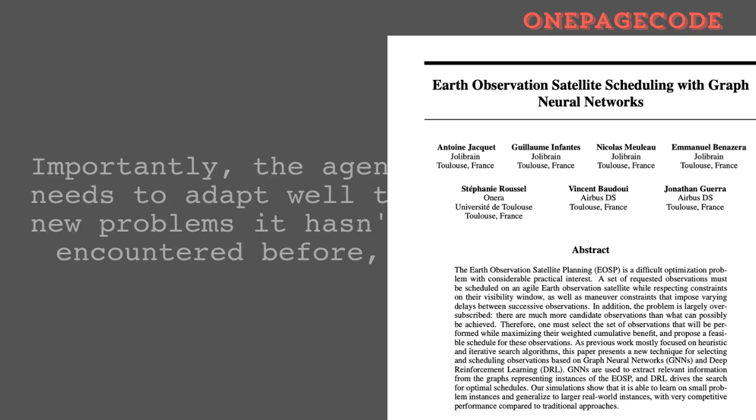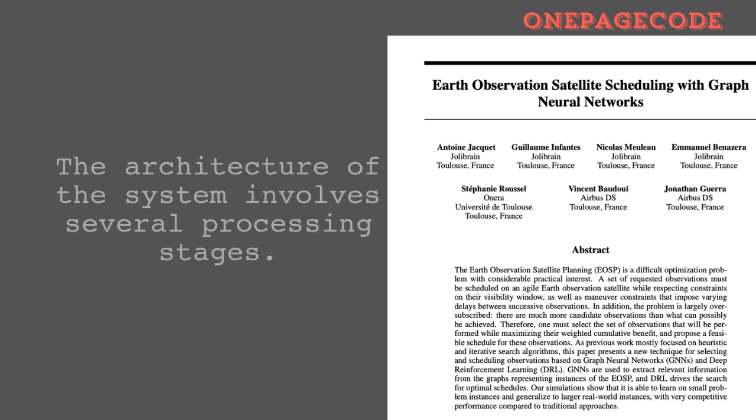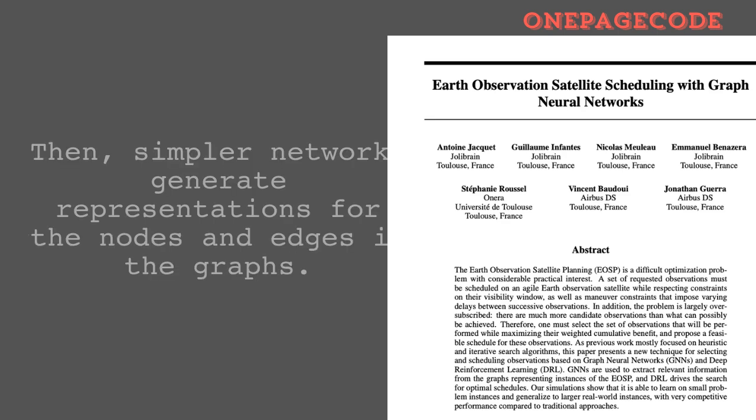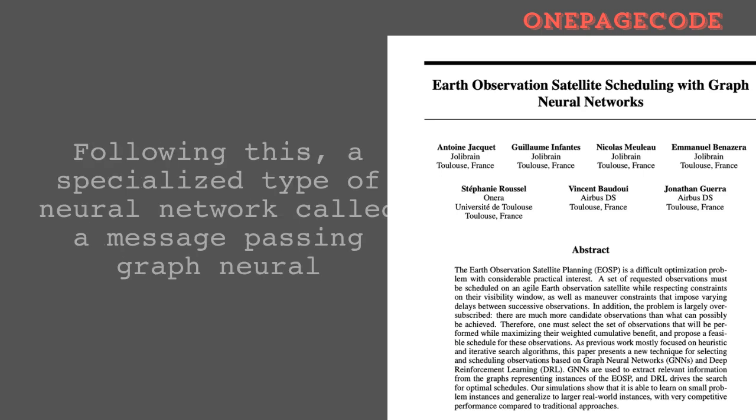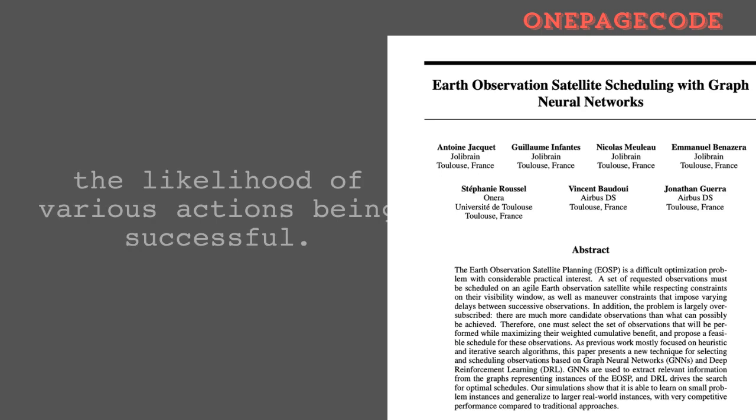Importantly, the agent needs to adapt well to new problems it hasn't encountered before, meaning it should perform well without additional training on unfamiliar instances. The architecture of the system involves several processing stages. Initially, the input graphs are transformed to enable efficient communication among different parts of the system. Then, simpler networks generate representations for the nodes and edges in the graphs. Following this, a specialized type of neural network called a message-passing graph neural network, MPGNN, is used to extract important features from the graphs and to calculate the likelihood of various actions being successful.